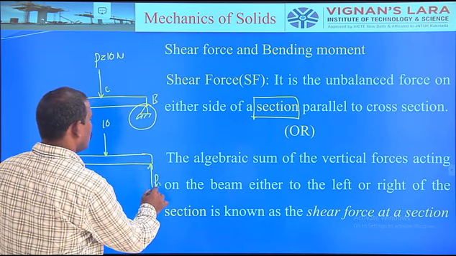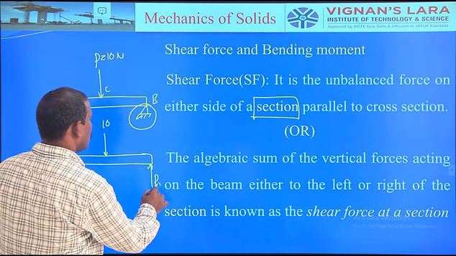Horizontally also. This is RBX. Simply, this is the force system. How many forces are acting on the body? One is RA, second one is 10, third one is RBY, fourth one is RBX.